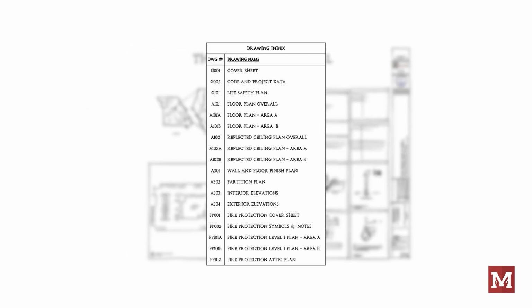Finally, the drawing index. This serves as a sort of table of contents. If you're looking for the roof framing plan to know which way your branch line should run, a quick look at the drawing index can help you find that fast.